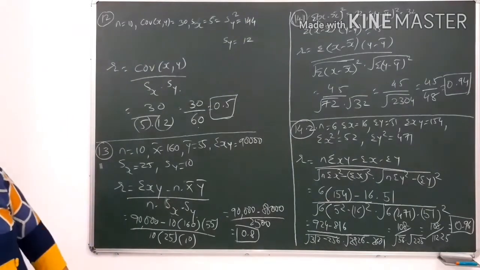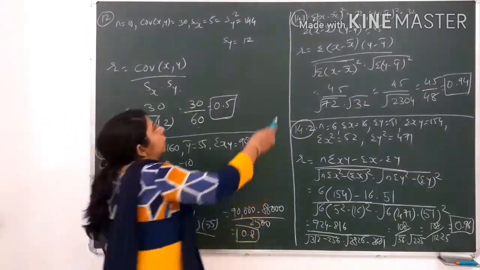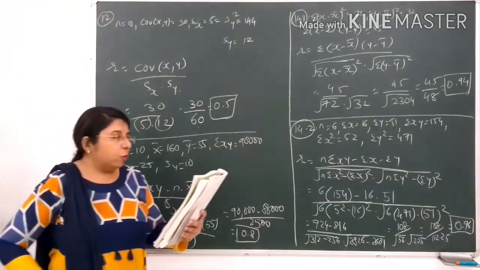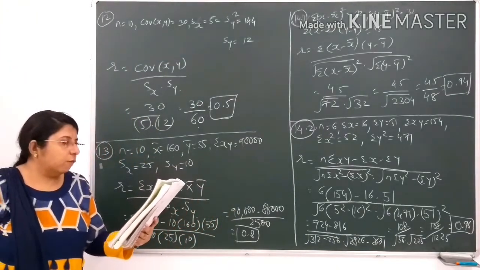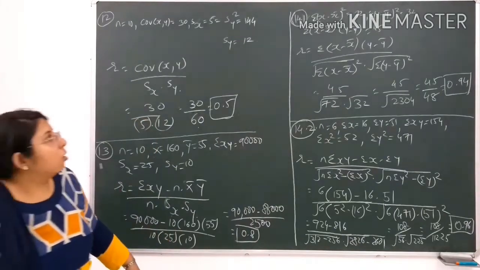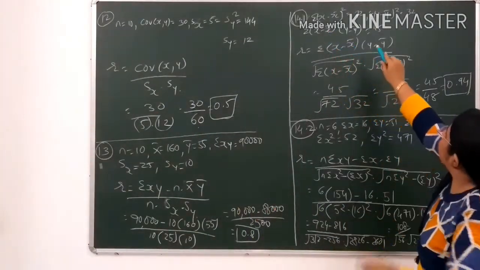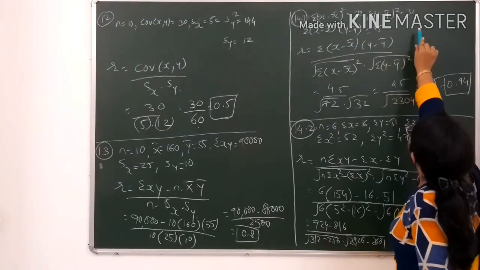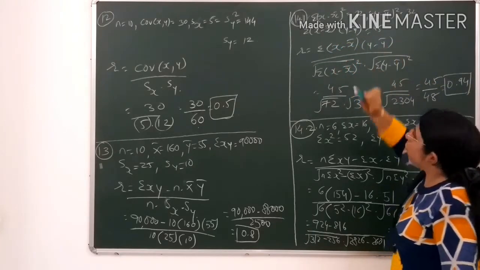Now moving on to question number 14 of your textbook. In that there are two sums, so I have written over here 14.1 and 14.2. First of all, 14.1: determine the value of the correlation coefficient from the following data. The data I have already written on the board: sigma x minus x bar whole square is given to you as 72, sigma y minus y bar whole square is given as 32, and sigma x minus x bar into y minus y bar is given as 45.